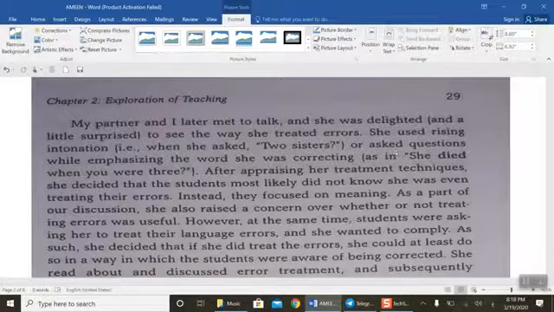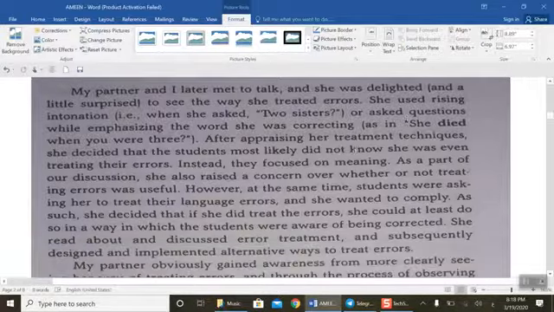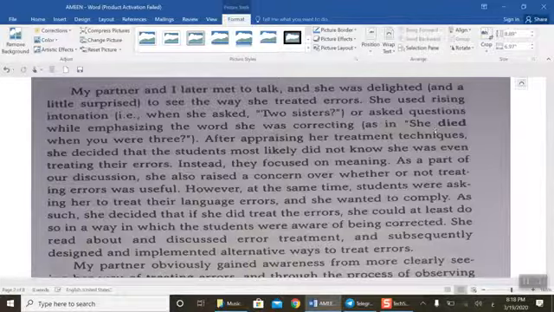Good. Two sisters, rising intonation. Or ask a question while emphasizing the word she was correcting، أو كلمة اللي يصححها، فأكد عليه. إيش قال؟ She died when you were 3. You see here there is focus here on the word. فهذا صار self-observation. After appraising her treatment technique, she decided that students most likely didn't know that.